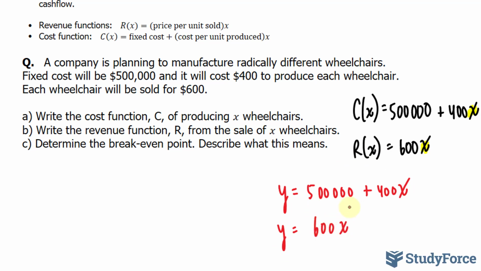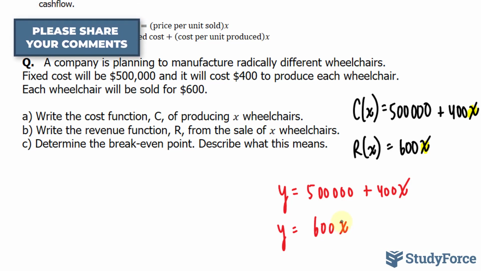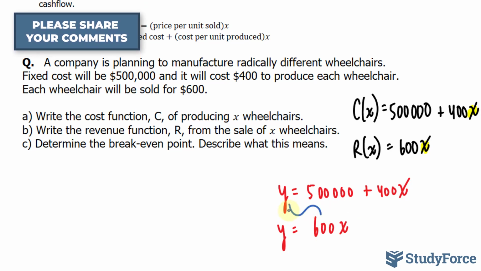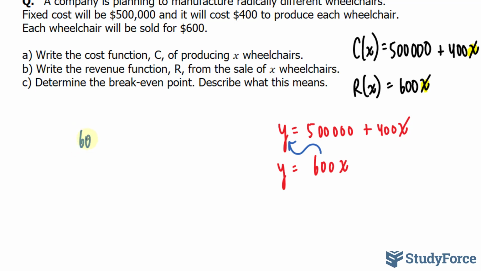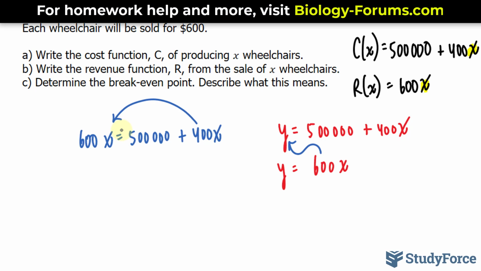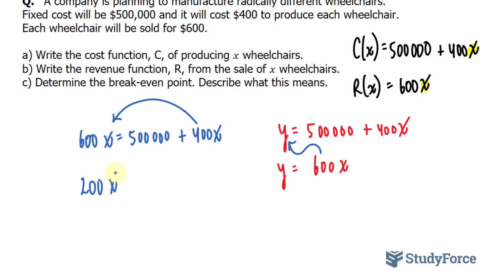Of the two techniques you've learned on how to solve a system of equations, I'll use substitution. In other words, I'll take 600x and substitute it where I see the y here. So I have 600x is equal to, on the right side of this equation, 500,000 plus 400x, and I'll solve for x. To solve for x, I'll take this term and its variable over to this side, where I have 600x minus 400x, that's 200x, is equal to 500,000.